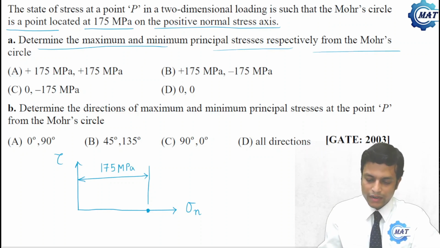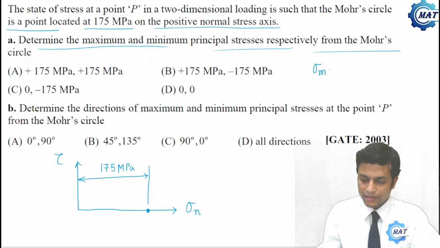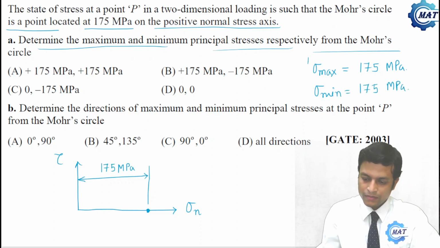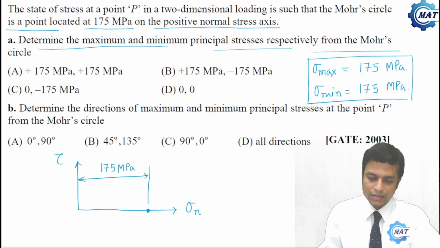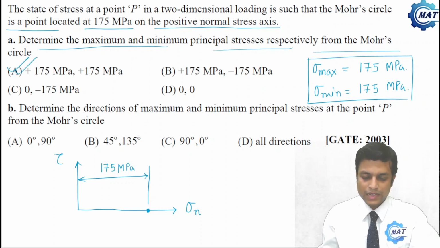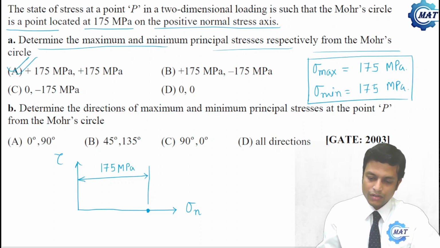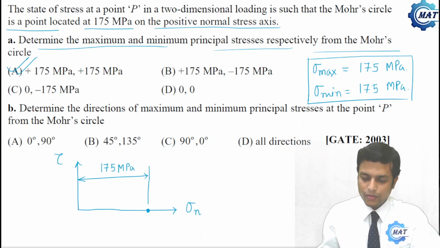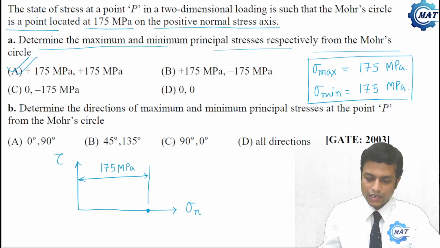So if this is a point, then both max and minimum are 175. So max is 175 MPa and min is also 175 MPa. Which option is correct? Option A shows both are plus 175, so this is the correct one. Maximum and minimum both are 175 because the Mohr circle is a point.